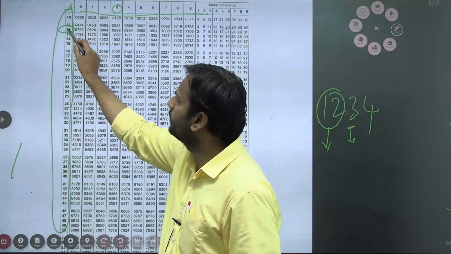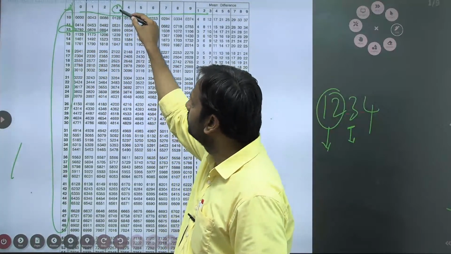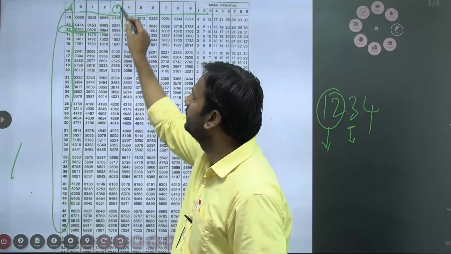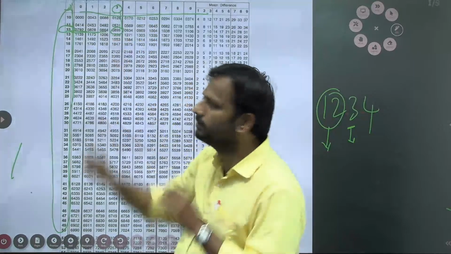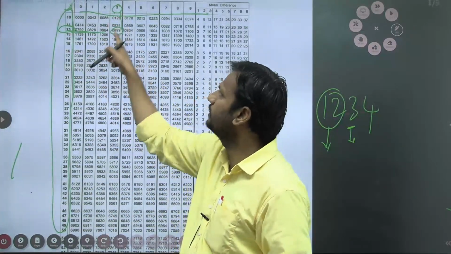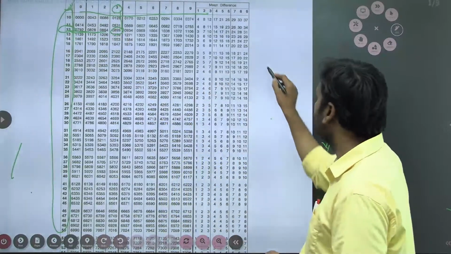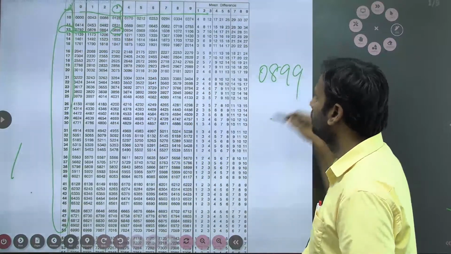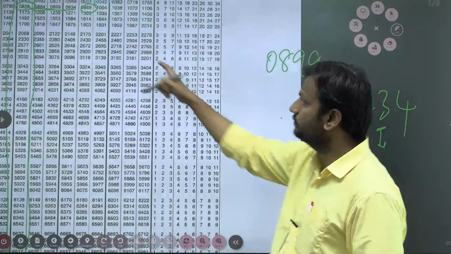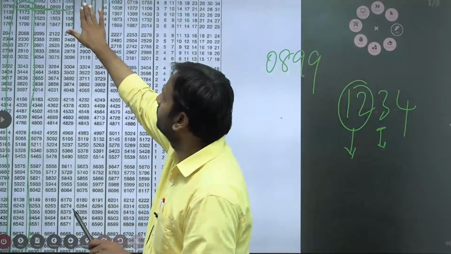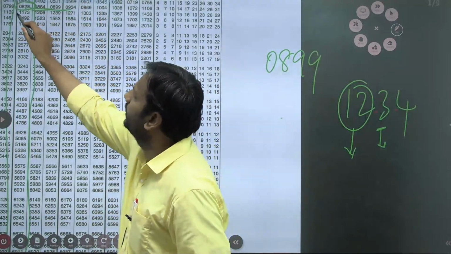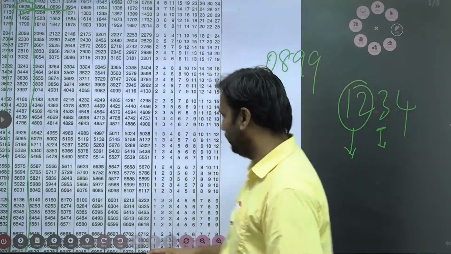So in the particular 12th row and third column, you should match the number here, right? You should look at the number in the 12th row and third column. What do you get? You will be getting 0899, right? If you zoom it out here, 12th row, you will be getting 0828, right?